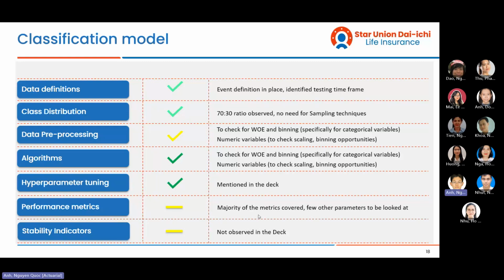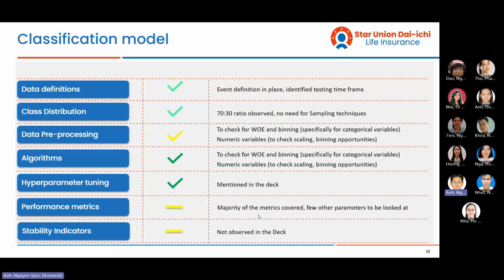Algorithm-wise, I think a plethora of options have been explored. Logistic, random forest, gradient boosting techniques have been used. So from the algorithm point of view, all the points were ticked. For gradient boosting, you have applied some parameter tuning as well, which was also mentioned in the deck. So we can skip that.